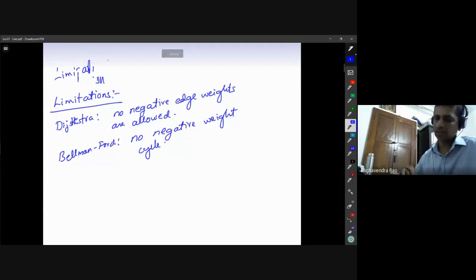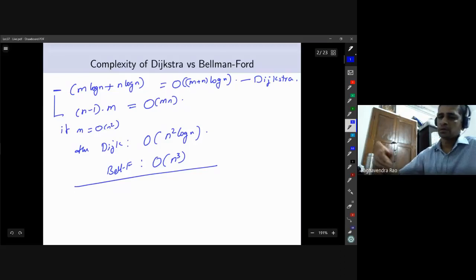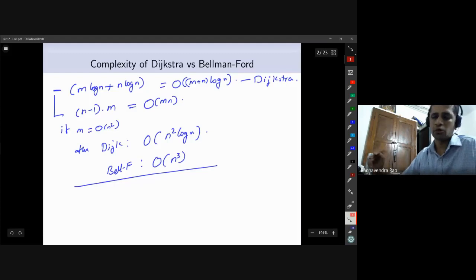So these are the things that we need to keep in mind. Whenever we have an application where there is no negative edge weight, we can directly apply Dijkstra's. Whereas in the more general case, we'll have to go for Bellman-Ford, but we'll have to pay a penalty. Dijkstra's, in the worst case, will run in time order of n square log n, assuming there are n square many edges, or else it is just m times log n, whereas Bellman-Ford can take order of n cube time.